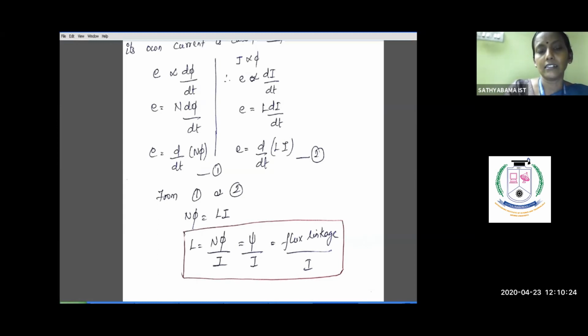The definition for self-inductance: the ratio of flux linkage in one coil to the current in the same coil. The unit of inductance is Henry. Remember this equation because it is going to be used in the forthcoming topics, where we are going to see the inductance of a toroid, coaxial cable, transmission line, everything. So remember, flux linkage is nothing but N into phi.